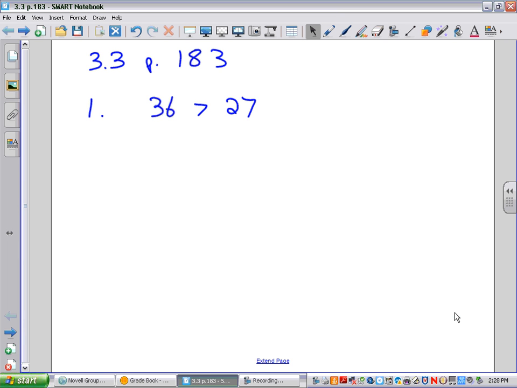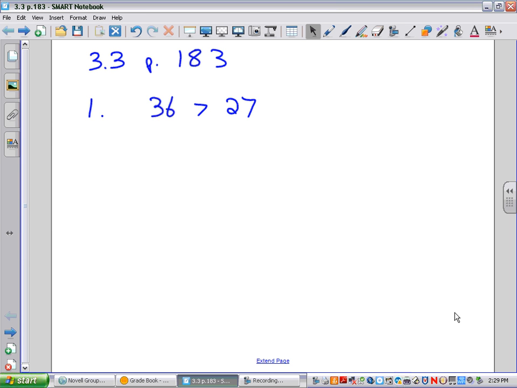Okay, hello. Next section of notes here, 3.3 in the textbook. It's on page 183. We are solving inequalities still. In the previous section, we solved inequalities by either adding or subtracting. This time, we're going to solve inequalities by multiplication and division. So that's the difference. There's also a big trick coming up you have to remember involving negatives.